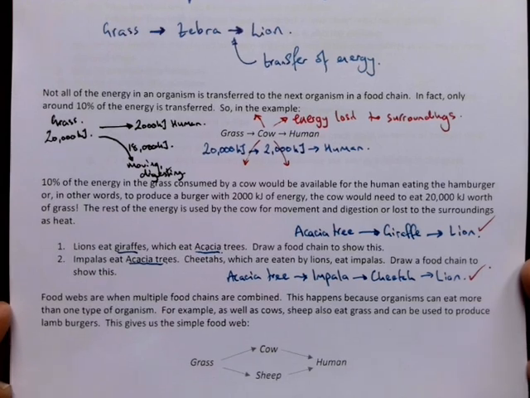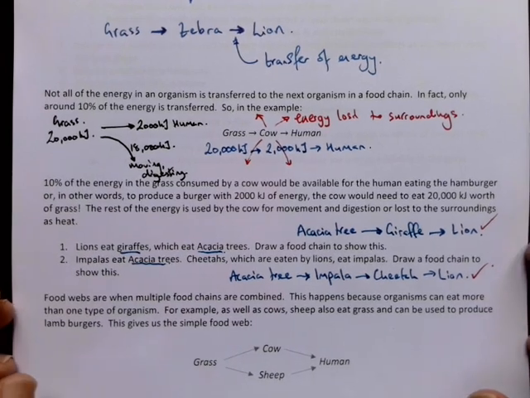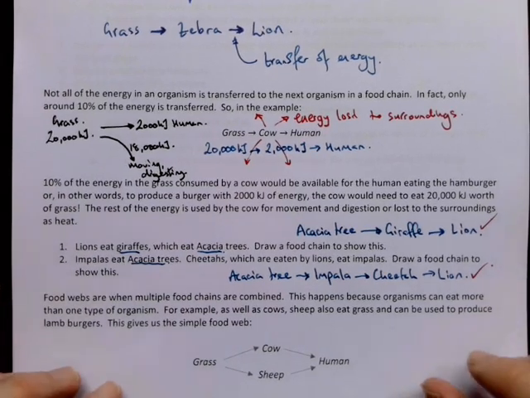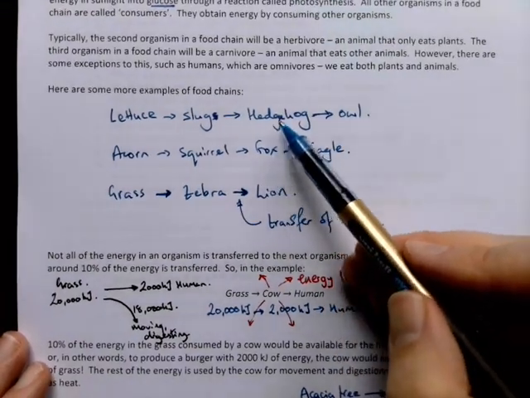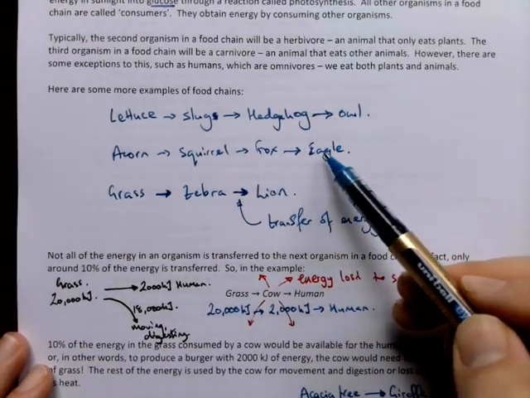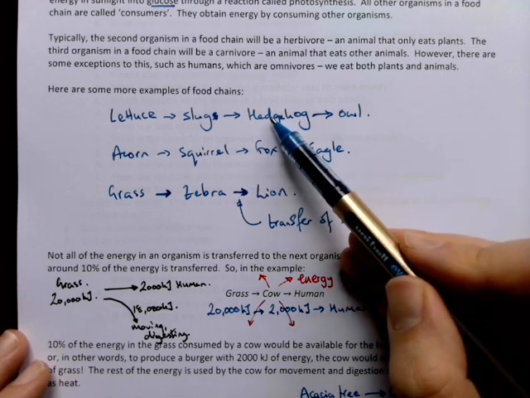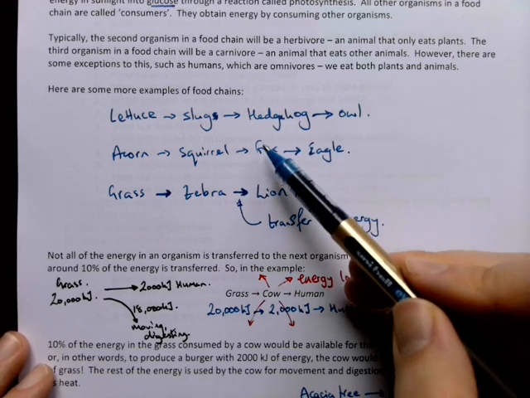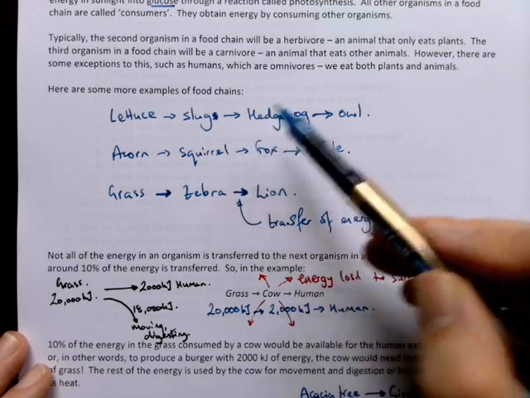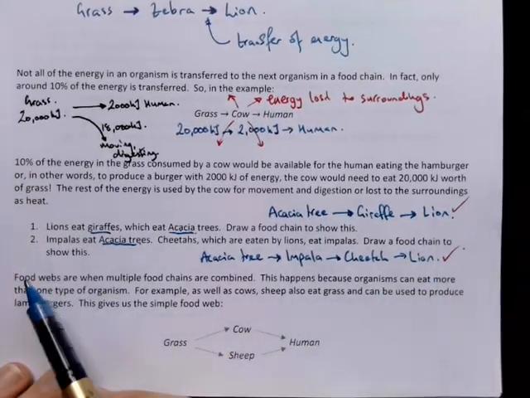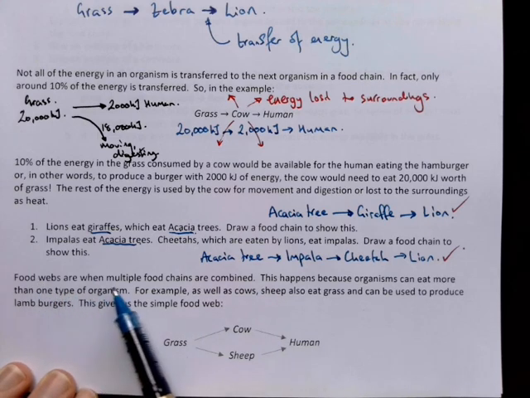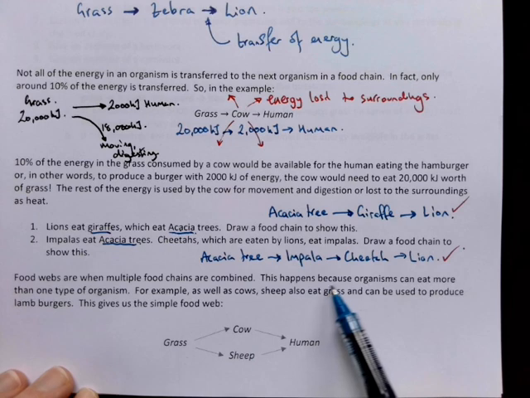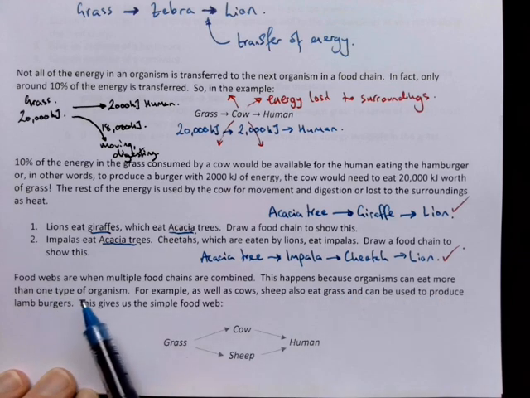Now, food chains are very, very simple, but actually in the wild, there are lots of interesting things that happen. So, for example, up here, I had a hedgehog was eaten by an owl and a fox was eaten by an eagle, but actually sometimes a fox might eat a hedgehog. All right, so they might end up moving in between food chains. So that's what is shown by a food web. So food webs are where multiple food chains are combined. This happens because organisms can eat more than one type of organism.